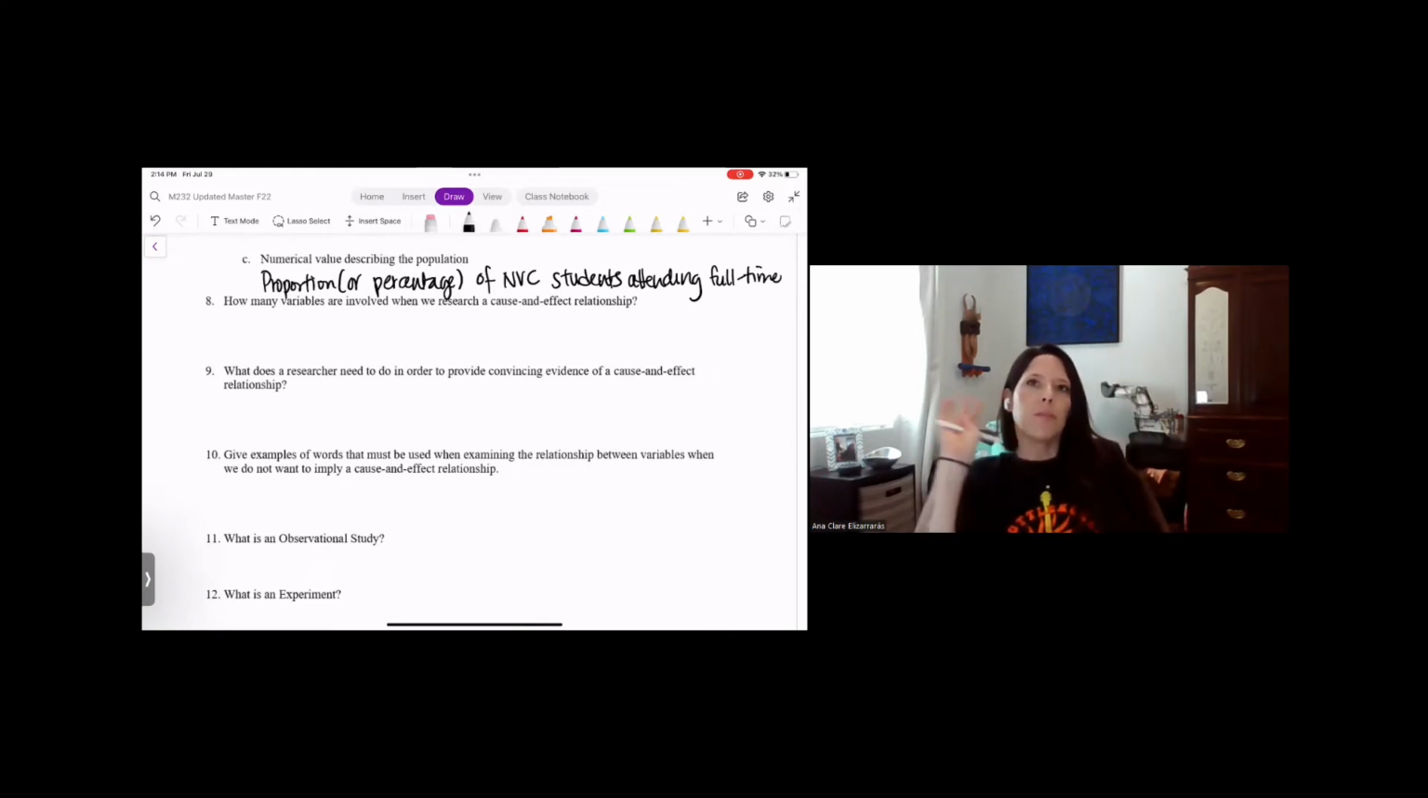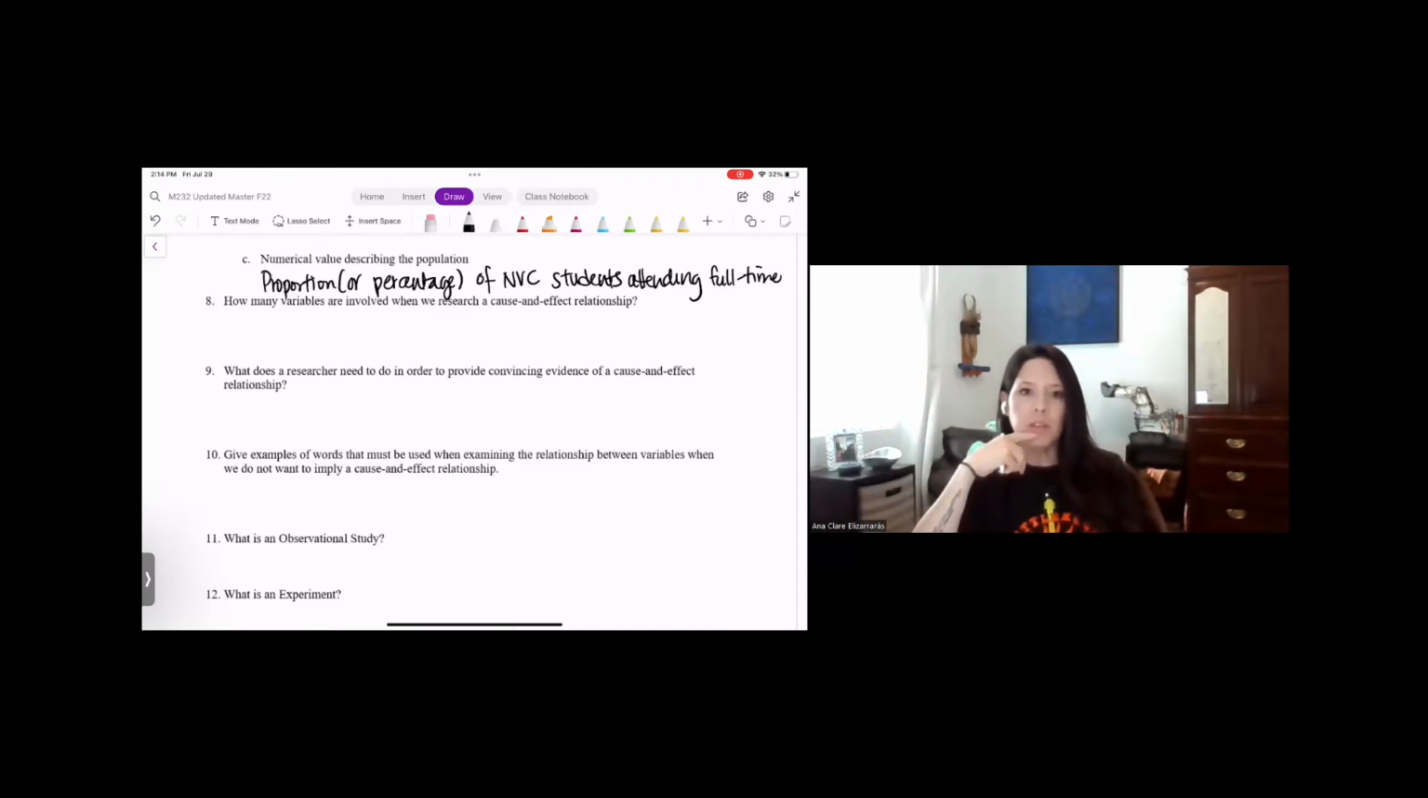Now we want to talk about observations, experiments, cause and effect, association, explanatory and response. These are some key terms that you will want to become familiar with so that you can identify and determine pieces of information from given scenarios.